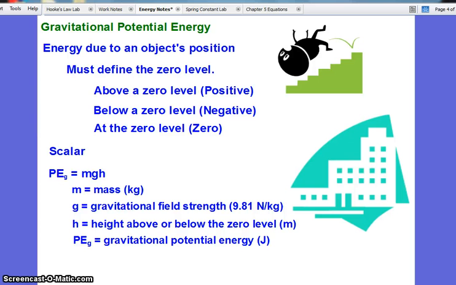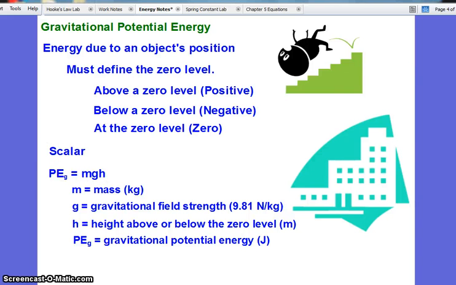Just as work and elastic potential energy, gravitational potential energy is also a scalar. Our equation is that the gravitational potential energy is equal to the mass of the object in kilograms times the gravitational field strength, which is still 9.81 newtons per kilogram, times the height above or below that zero level. So again, if we're above the zero level, we have a positive potential energy. If we're below the zero level, we have a negative potential energy. And if we were at the zero level, that's the only time we'll have zero gravitational potential energy.